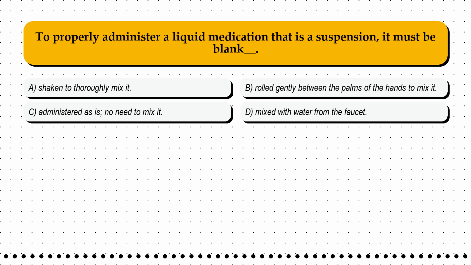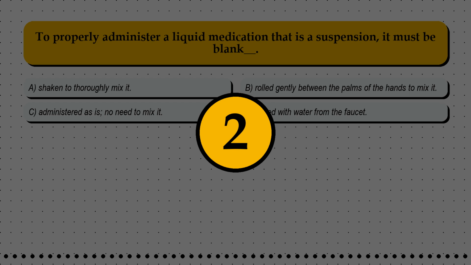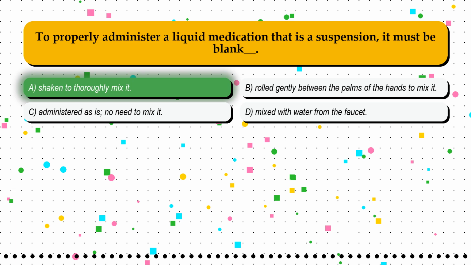Question 79. To properly administer a liquid medication that is a suspension, it must be blank. Option A, shaken to thoroughly mix it. Option B, rolled gently between the palms of the hands to mix it. Option C, administered as is, no need to mix it. Option D, mixed with water from the faucet. The correct answer is option A, shaken to thoroughly mix it.